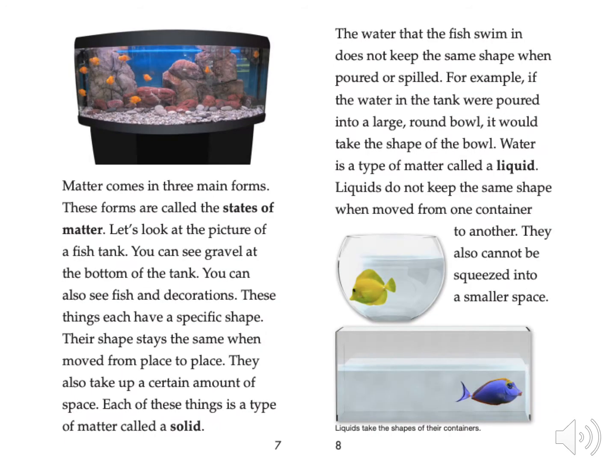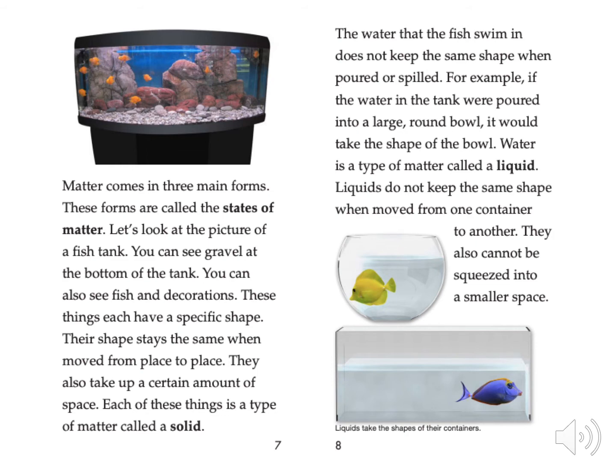Matter comes in three main forms. These forms are called the states of matter. Let's look at the picture of a fish tank. You can see gravel at the bottom of the tank. You can also see fish and decorations. These things each have a specific shape. Their shape stays the same when they are moved from place to place. They also take up a certain amount of space. Each of these things is a type of matter called a solid.